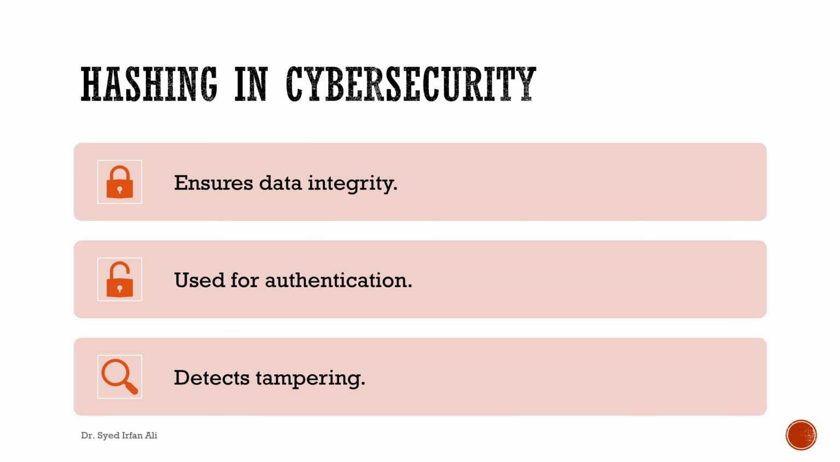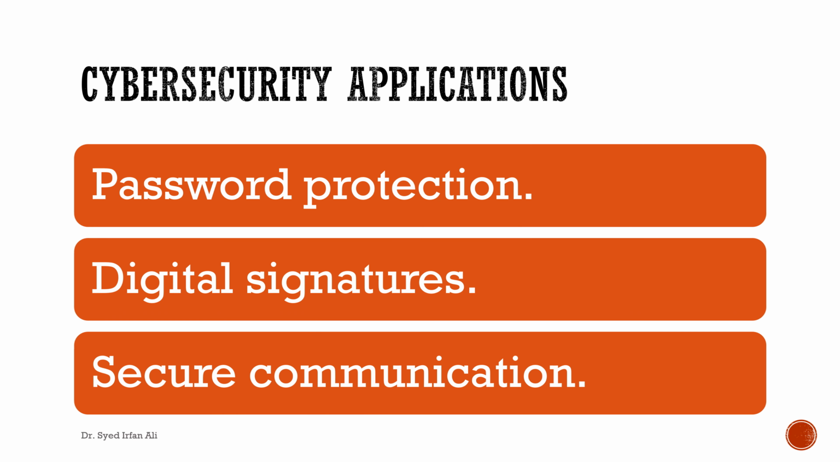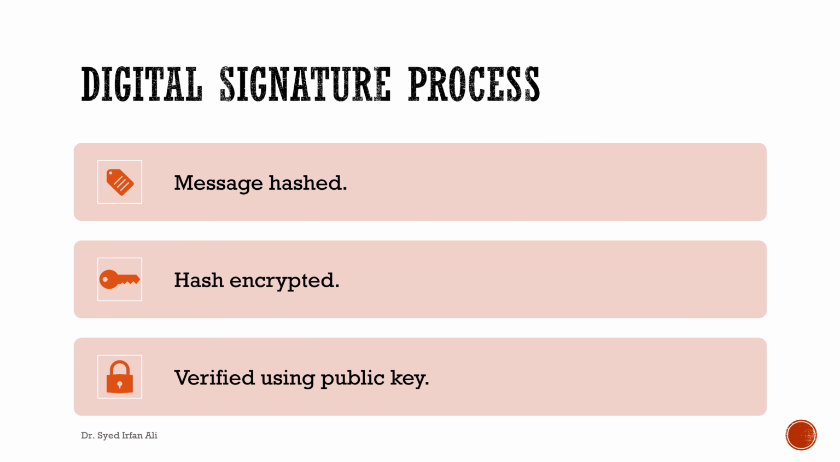Hashing plays a major role in cybersecurity. It ensures data integrity, authentication, and tamper detection. If data is modified, the hash value changes immediately. Hashing is used in password protection, digital signatures, and secure communication like SSL and TLS. In digital signatures, the message is first hashed. The hash is encrypted using the sender's private key. The receiver decrypts it using the public key and verifies the hash. If hashes match, the message is authentic.